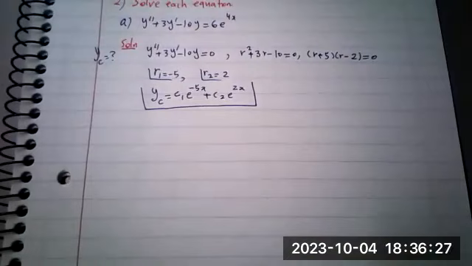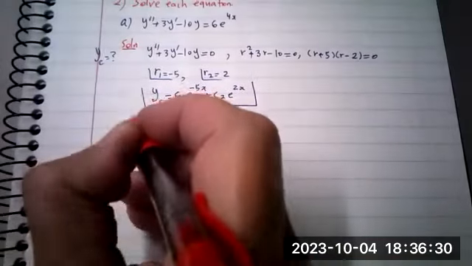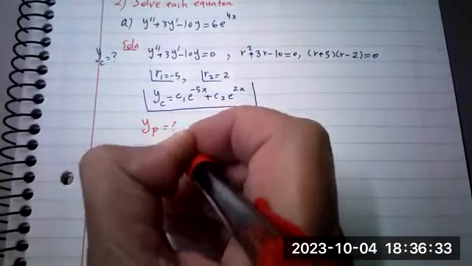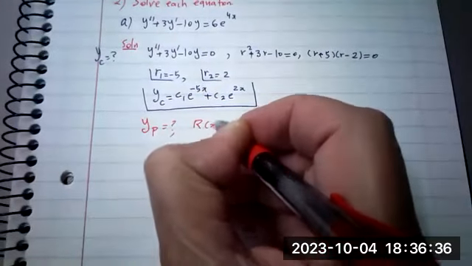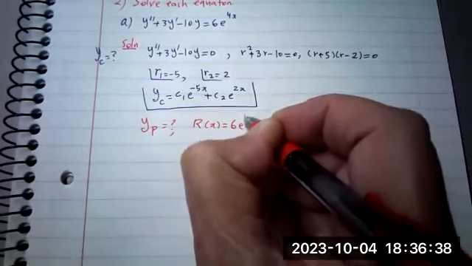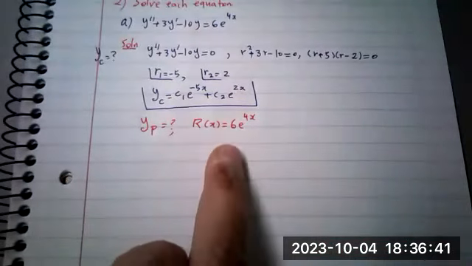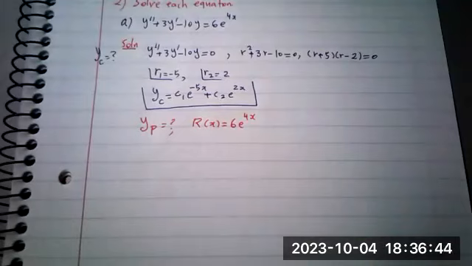Now we have to find the yp. So what is yp? You check your function r of x, remember the one on the other side. It's 6e to the 4x. You look at the coefficient of e to the 4x, and you make it into a polynomial. So the coefficient of e to the 4x is a constant, so it's a constant polynomial. You introduce a constant polynomial with the unknown coefficient, a0 or a1, doesn't matter. You can call it a.